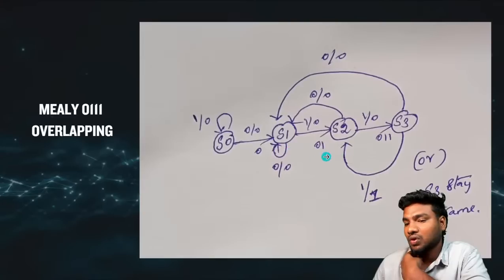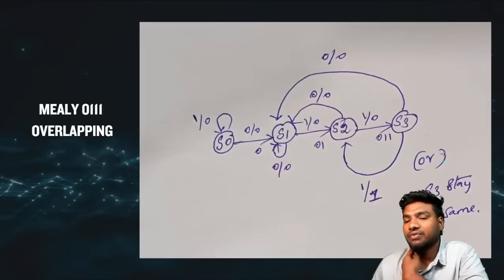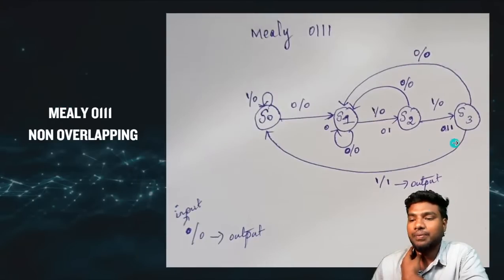Why? Because it already has 0 1, so there is another chance to get 1 here. So it will go to the s2 state. So it is overlapping. And our s3 state already has 0 1 1, so it can stay in the same state. If it stays in the same state, we are also using overlapping. It is using the previous sequence outputs. So this is the difference between overlapping and non-overlapping.